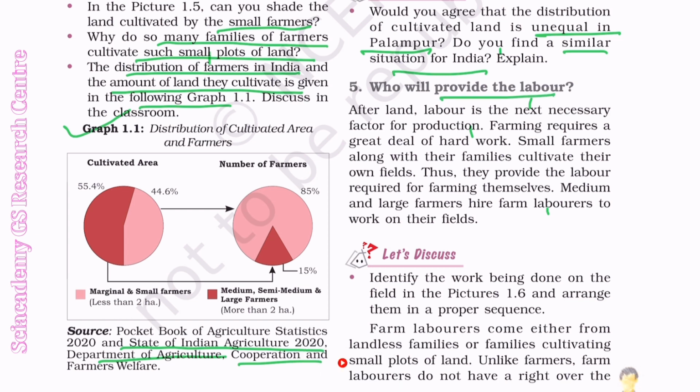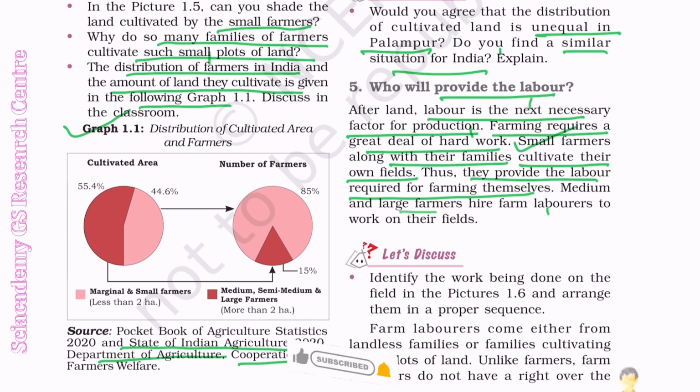5. Who will provide the labor? After land, labor is the next necessary factor for production. Farming requires a great deal of hard work. Small farmers, along with their families, cultivate their own land. Thus, they provide the labor required for farming themselves. Medium and large farmers hire farm laborers to work on their fields.